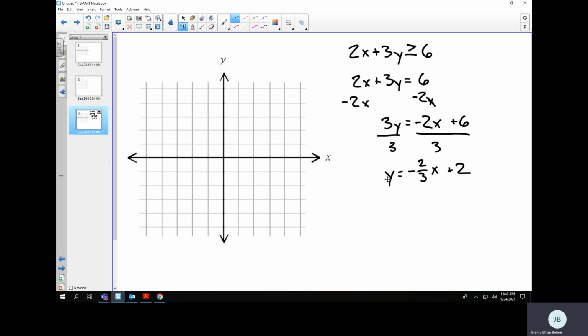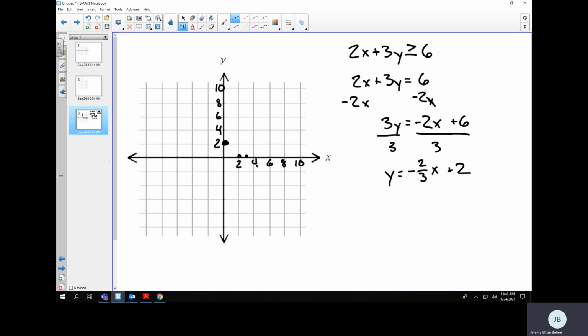If I let these cross points be 2, 4, 6, 8, 10, and 2, 4, 6, 8, 10, that'll work nicely for us. We know that this is going to cross the y-axis right here at y equals 2, and we know it's going to slope downwards. It'll go down 2 units for every 3 units it goes to the right.